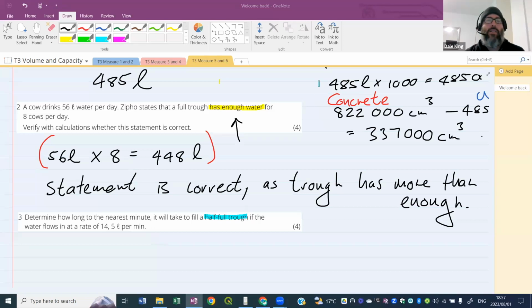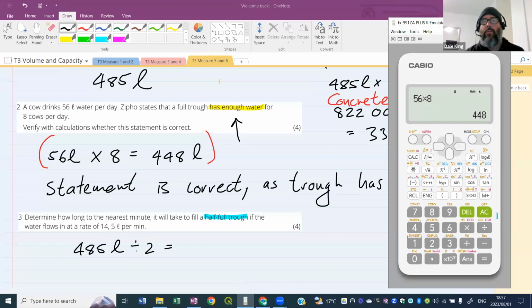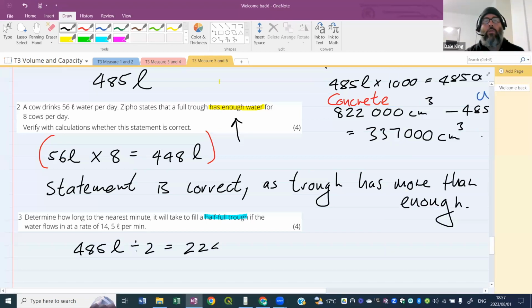All right, one more minute, and then we're going to check this one out. In the meantime, I'm going to work out what half a trough is, because the question is talking about half a trough, which means we must divide that by 2. That's 224 liters. And they're saying if half a trough fills at 14.5 liters per minute, how many minutes will it take? We've got all kinds of different answers here. I love it when we get different answers.